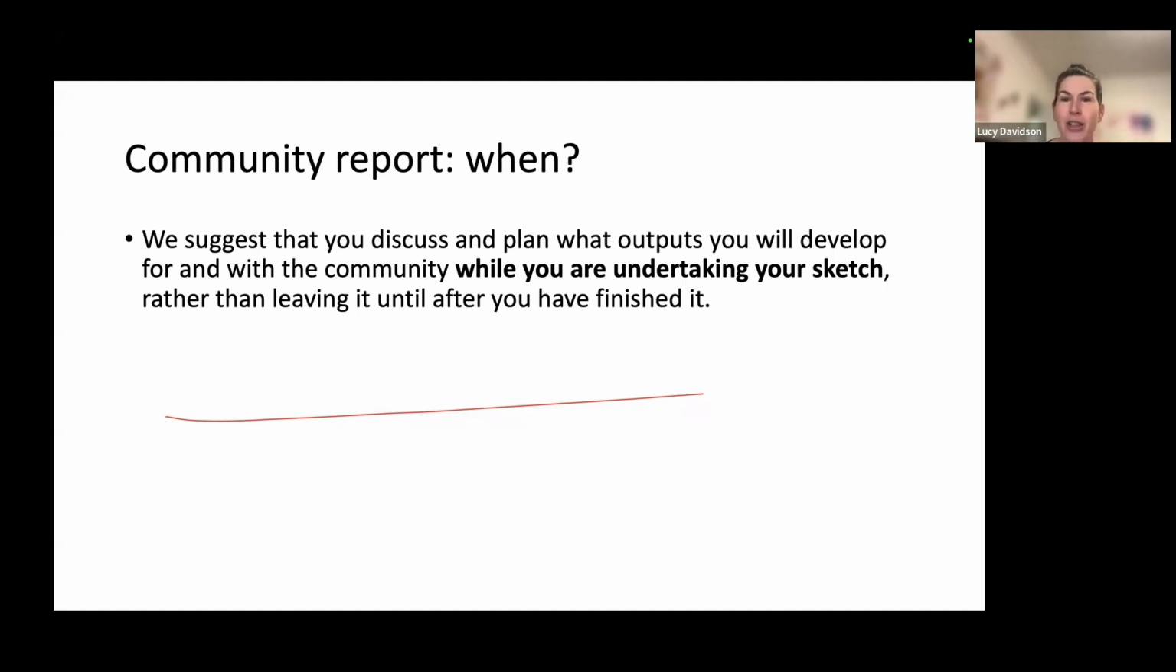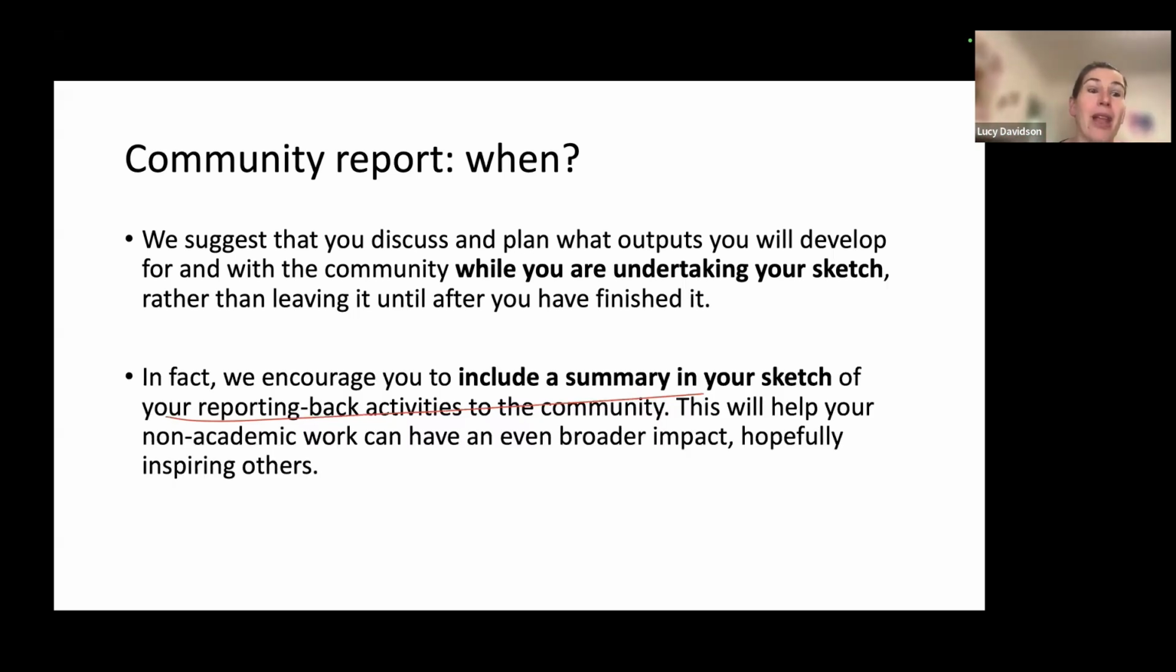As you're doing the sketch, you can keep that in mind and take bits out ready to funnel into the outputs. And we also encourage you to include a summary in your sketch of how you report back to the community: any outputs you create, how you give the information back. The reason for this is that others can read it and be inspired by what you've done. So your non-academic work could therefore have an even broader impact than the very important impact for the community that you're working with.